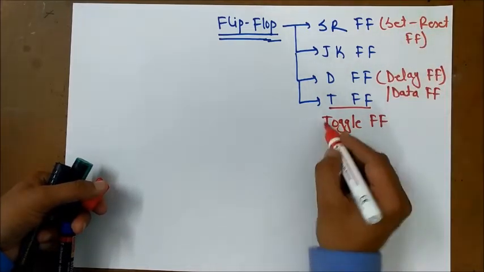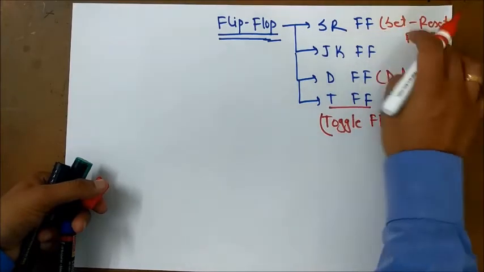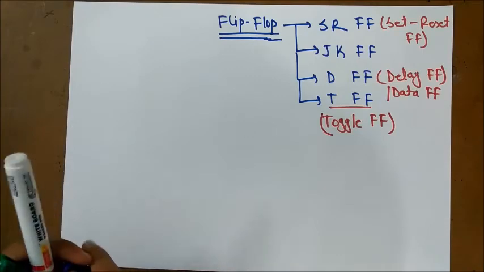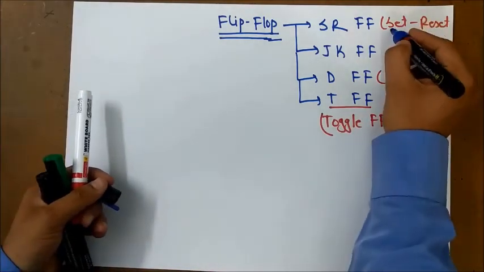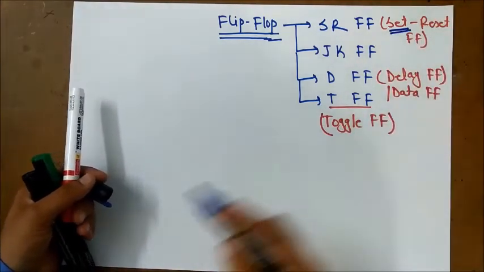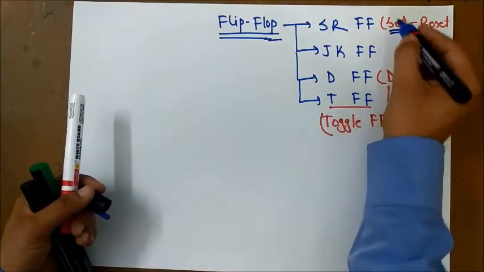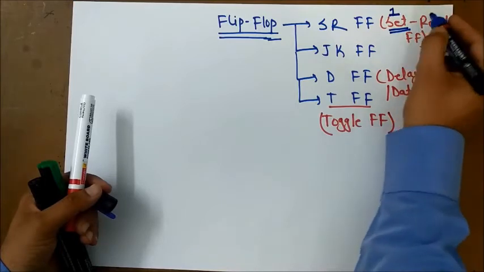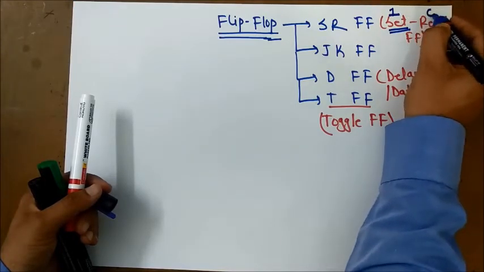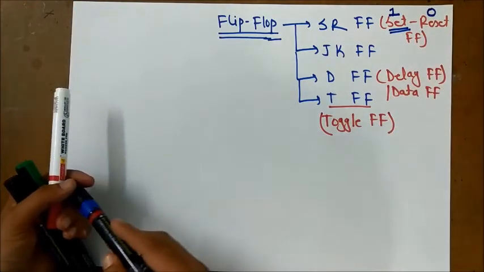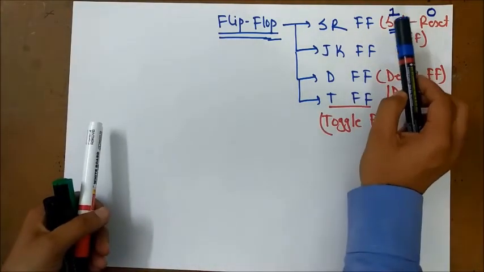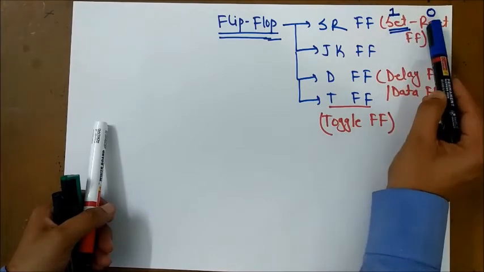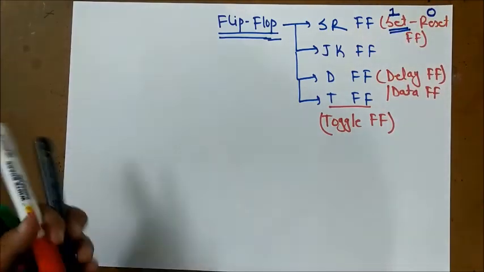Now this SR flip-flop represents set reset flip-flop. The set condition is nothing but the input combination for which we get output as 1. So we can consider set condition is nothing but 1 condition, and reset condition we can consider as 0 condition, because we know that for the digital circuit we have only 2 states available, logic 1 and logic 0. So set represents logic 1, reset represents logic 0.